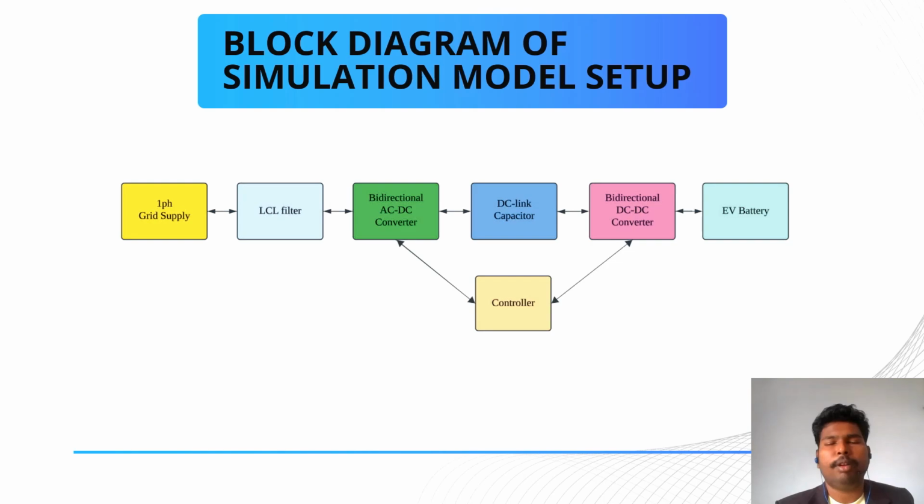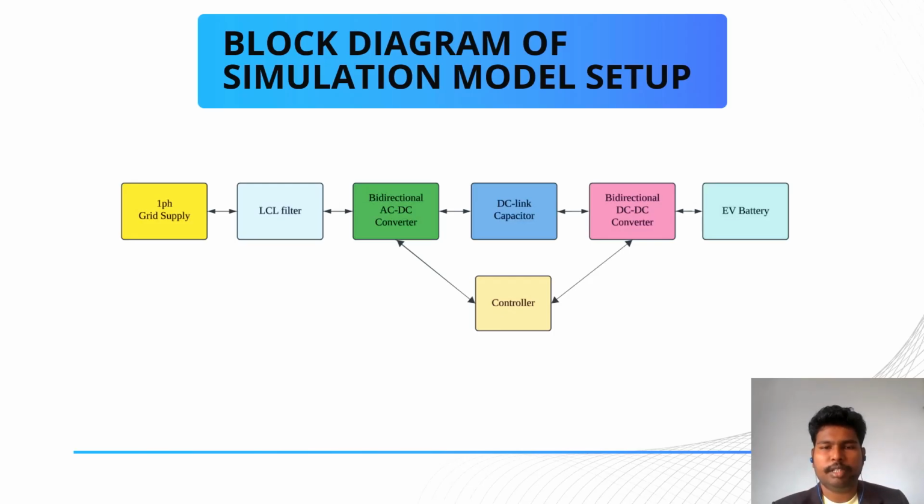This is the block diagram of the simulation model setup. It begins from the single phase grid supply to the LCL filter, into the bidirectional AC-DC converter and into the DC link capacitor, the bidirectional DC-DC converter and the EV battery. In the middle, it is controlled by the controller.